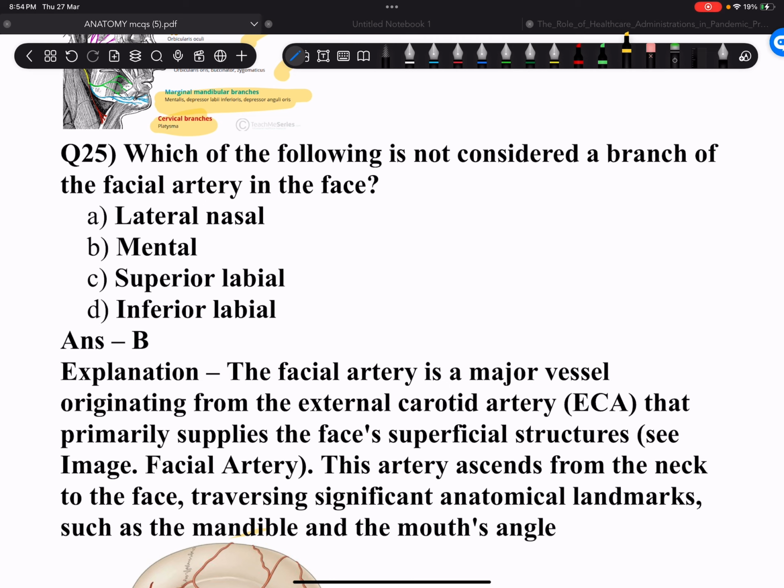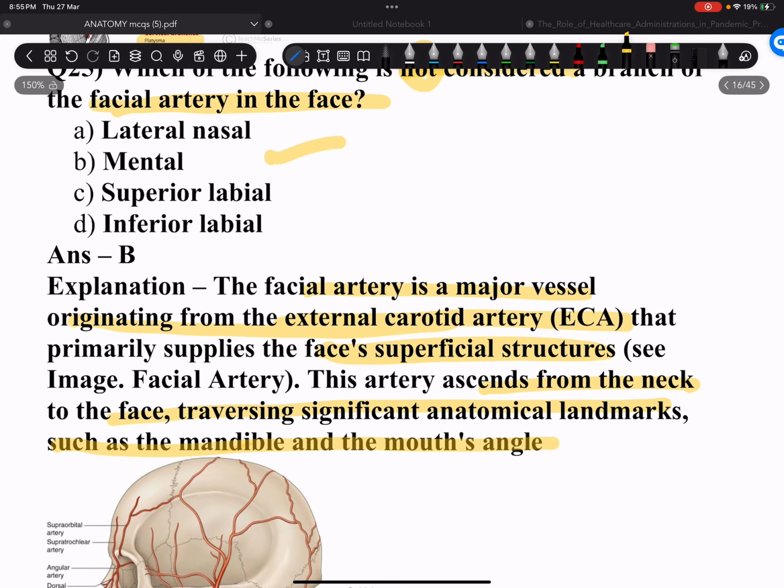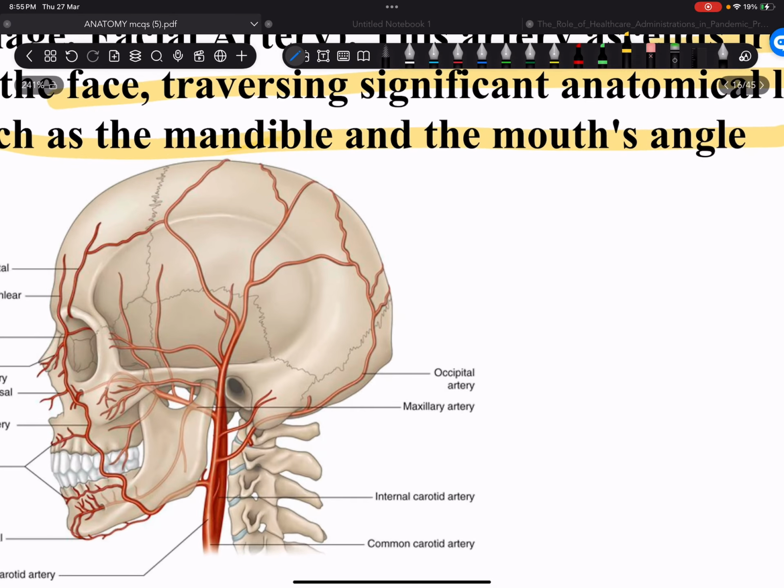Let's come to the last question, but not the least. Which of the following is not considered a branch of the facial artery in the face? Focus on not. The answer is mental. The facial artery is a major vessel originating from the external carotid artery that primarily supplies the face's superficial structures. This artery ascends from the neck to the face, traversing significant anatomical landmarks such as the mandible and the angle of the mouth.